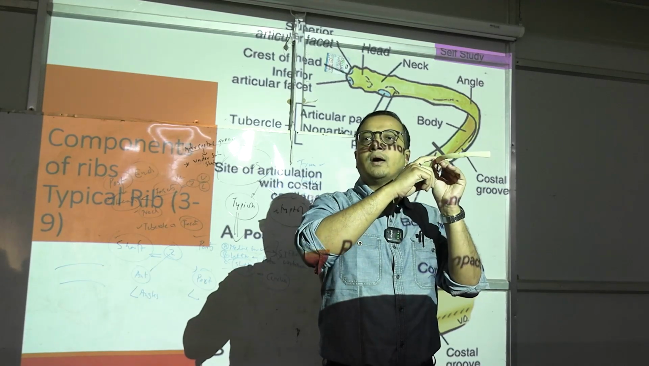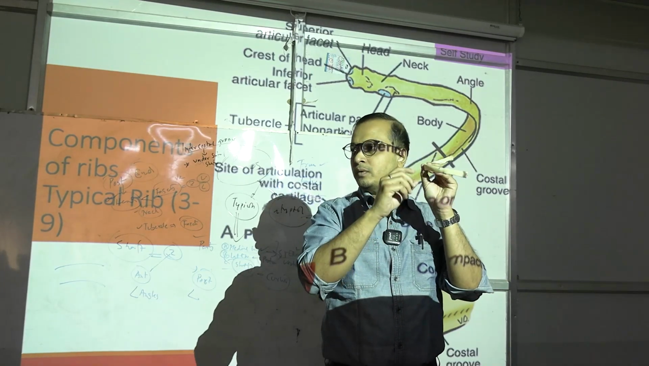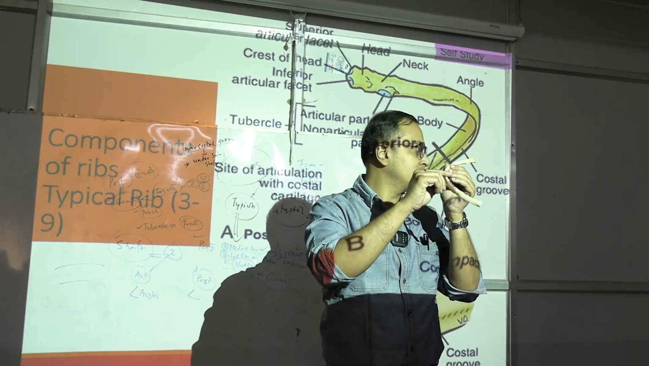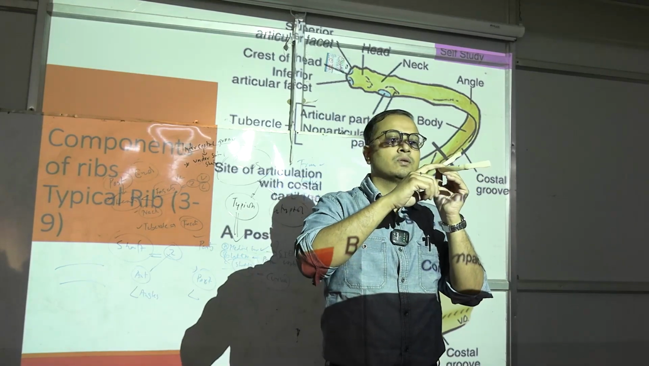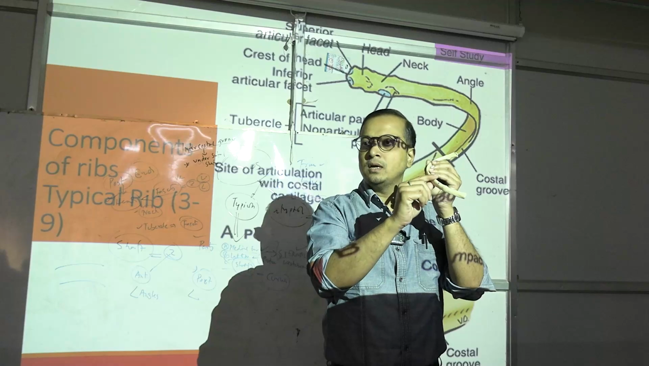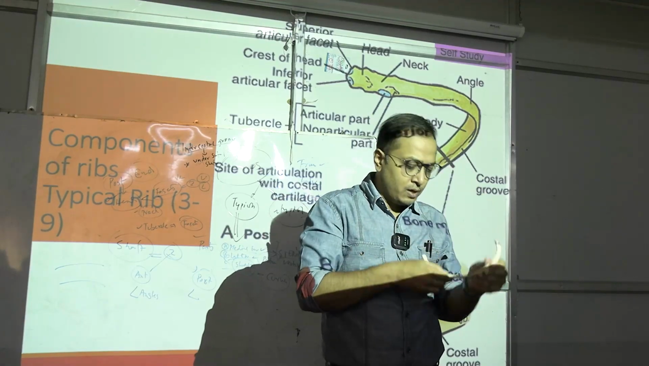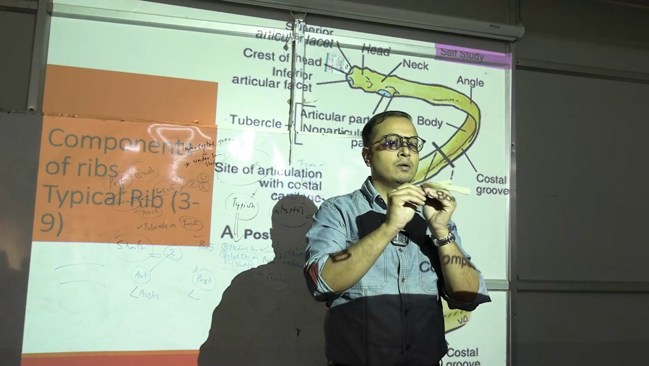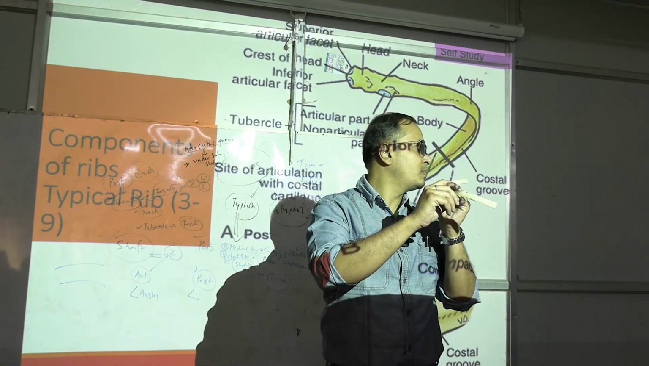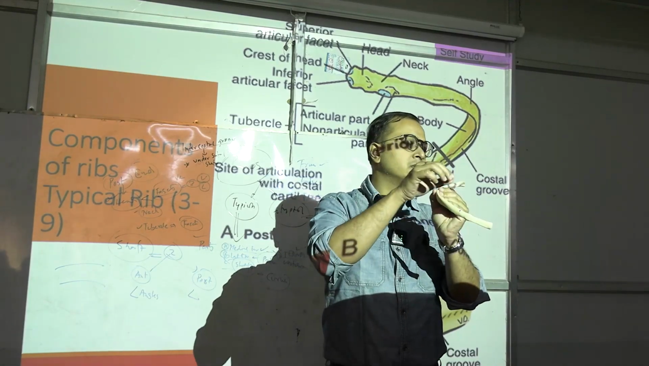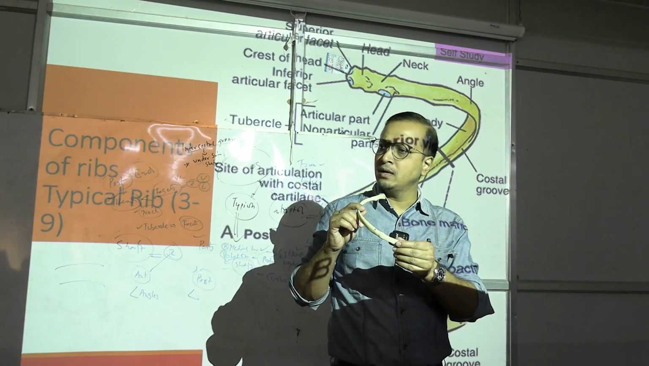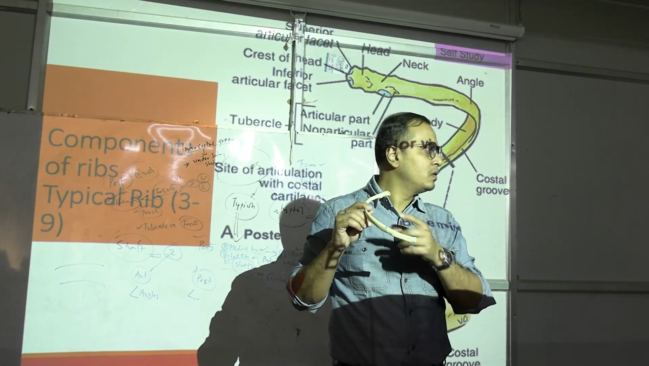Then you have to identify which is above and which is below. Easy to identify here is that the inferior border has the groove and is sharper compared to the upper one. This one is smoother, and this one is sharper with a groove under it, which helps us place this lower side and this on the upper side. This is the anterior side, this is the posterior side, and this is the vertebral side, this is the sternal side. Once you have identified this, it belongs to the right side.